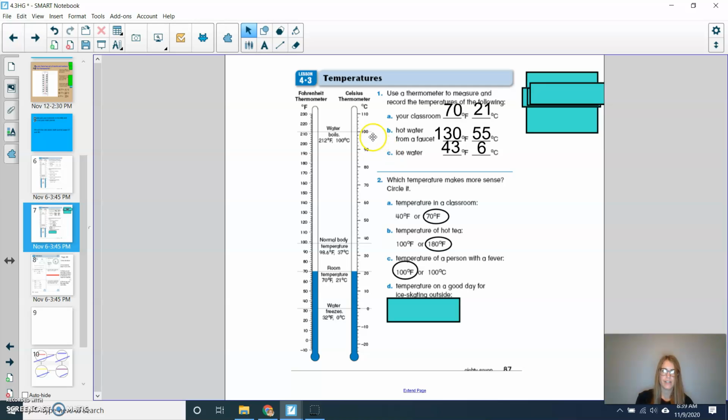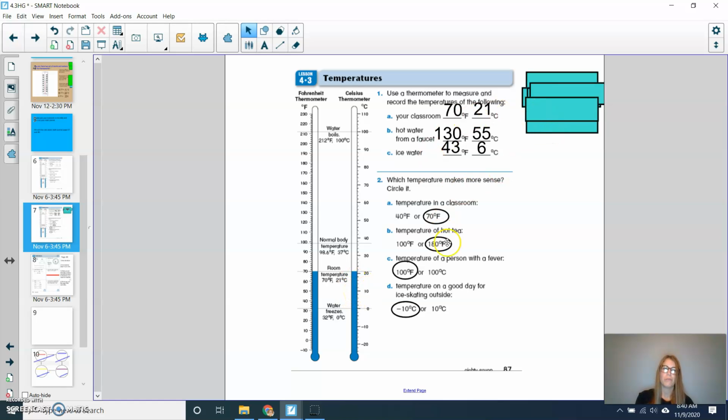100 degrees Celsius, if you take a look way up here, that's really, really hot. That's when water's boiling. Our bodies can't get that hot. So it would be 100 degrees Fahrenheit. And then the temperature on a good day for ice skating would be negative 10 degrees Celsius. So if you look and see, on our thermometer, negative 10 degrees Celsius is going to be pretty close or a little bit colder than that when that water is freezing. Where 10 degrees Celsius, there wouldn't be ice yet. That's a little bit higher than when water freezes.